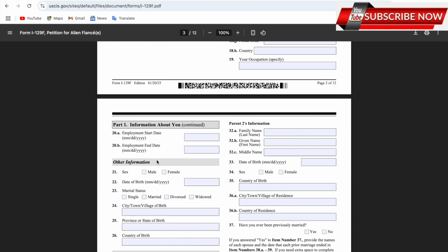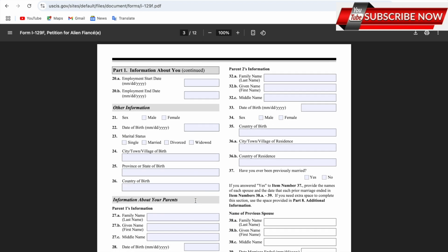The other information is talking about your gender. Are you a male? Are you a female? You click on any of them. Your date of birth, you put it right there. Your marital status. Are you single? Are you married? Are you divorced? Are you widowed? Wherever you find yourself, you select one of these. Very important. You need to select one of these. Don't forget about it.